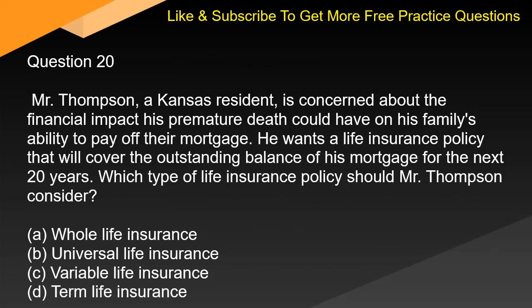Mr. Thompson, a Kansas resident, is concerned about the financial impact his premature death could have on his family's ability to pay off their mortgage. He wants a life insurance policy that will cover the outstanding balance of his mortgage for the next 20 years. Which type of life insurance policy should Mr. Thompson consider? A. Whole life insurance. B. Universal life insurance. C. Variable life insurance. D. Term life insurance.